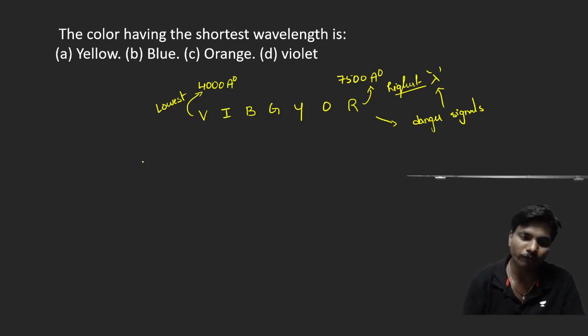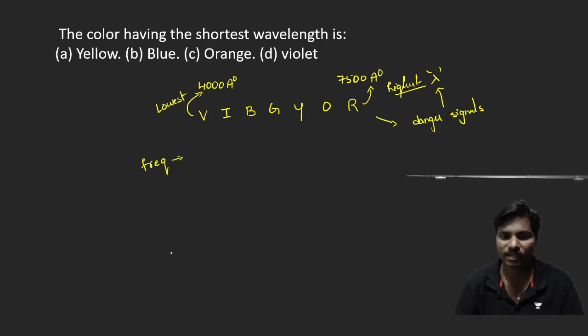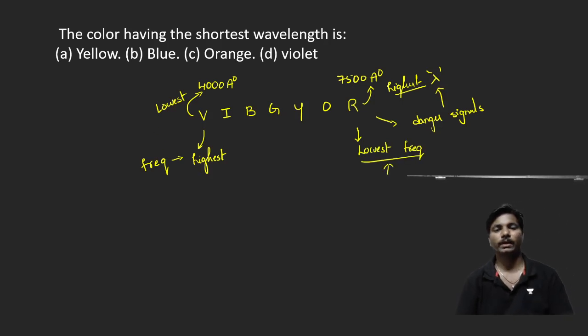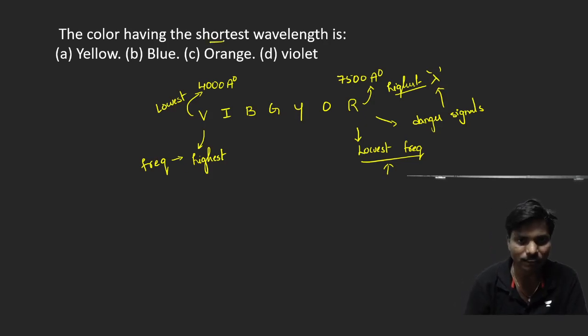Coming to their frequencies, the frequencies are different, guys. Violet has the highest frequency and red has the lowest frequency. Very important: highest frequency is violet, lowest frequency is red. It is the reverse. So the shortest wavelength is violet, and the answer is option D.